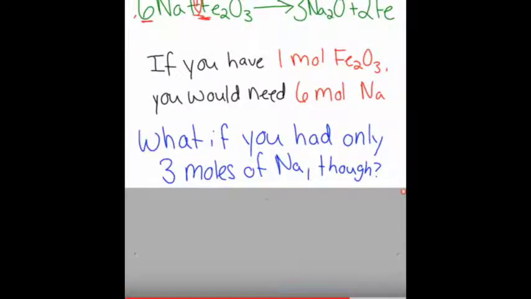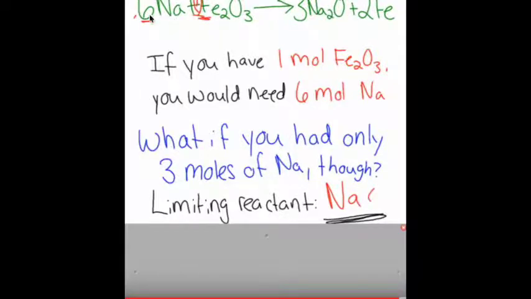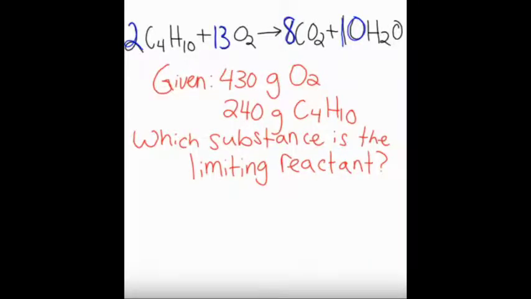What if you only had 3 moles of sodium? So if you had only 3 moles of sodium, what is your limiting reactant? Well, that's going to be sodium, because you don't have enough to mix with this to produce this, unless you only had half a mole of iron oxide. So as you can see, it's all about the ratio. So now that we've talked a little bit about what a limiting reactant actually is, let's take a look at an example problem of a limiting reactant.